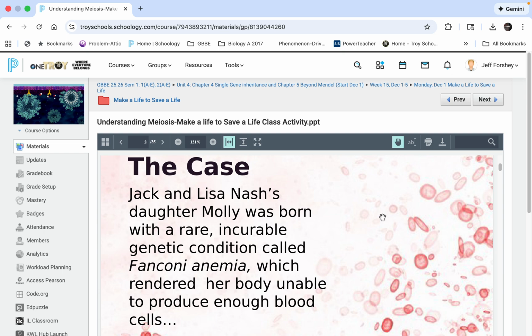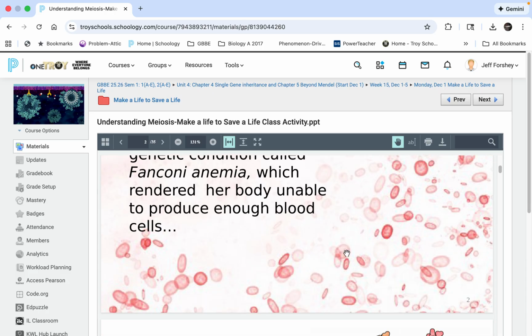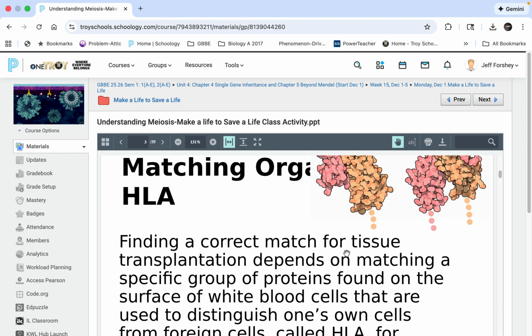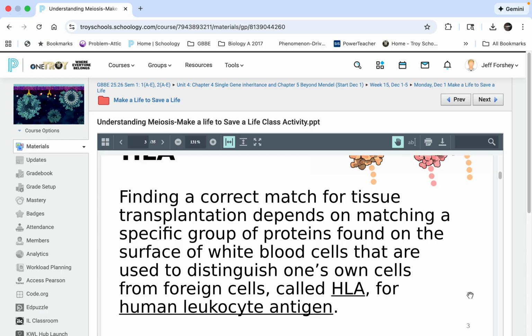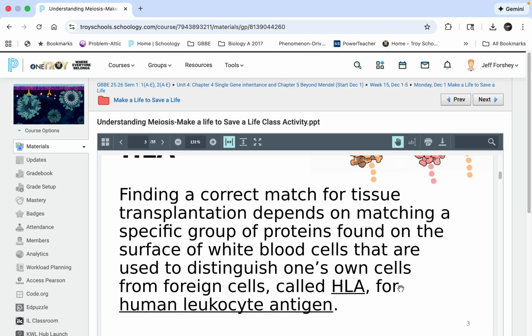So this is something that you're going to look at, and you can kind of read the PowerPoints as you go. It's going to talk to you about something that's called HLA. And this is a particular protein that's on the cells of the white blood cells. And you could see here, it's called human leukocyte antigen.